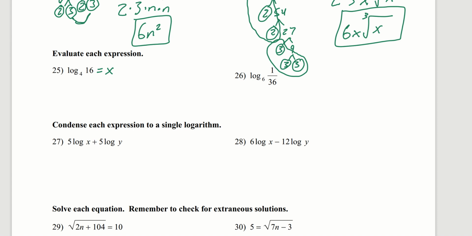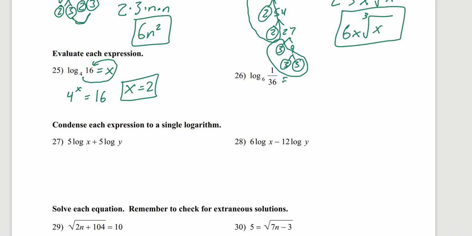And what we talked about is these can be rewritten as an exponential equation. This is the same thing as saying 4 to the power of something equals 16. And you need to figure out what that power is. Well, that power would be 2. 4 to the second power equals 16. So in other words, x, or in other words, this, if I type it into a calculator, equals 2.